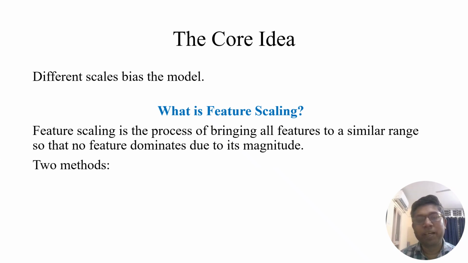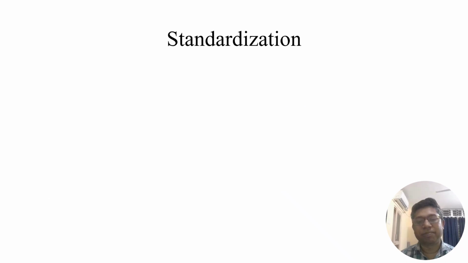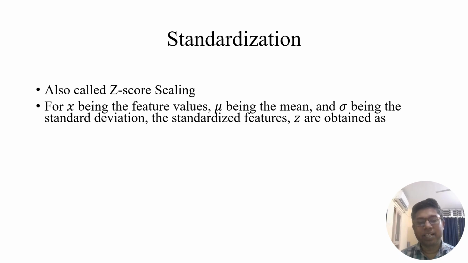So there are two methods of feature scaling. One is standardization and the second is normalization. So let us try to understand what these are. What is standardization? It is also called z-score scaling. For example, let's say x are the feature values, a single feature with some n number of values, and I call this feature vector x, and mu is the mean of those values and sigma being the standard deviation of these values.